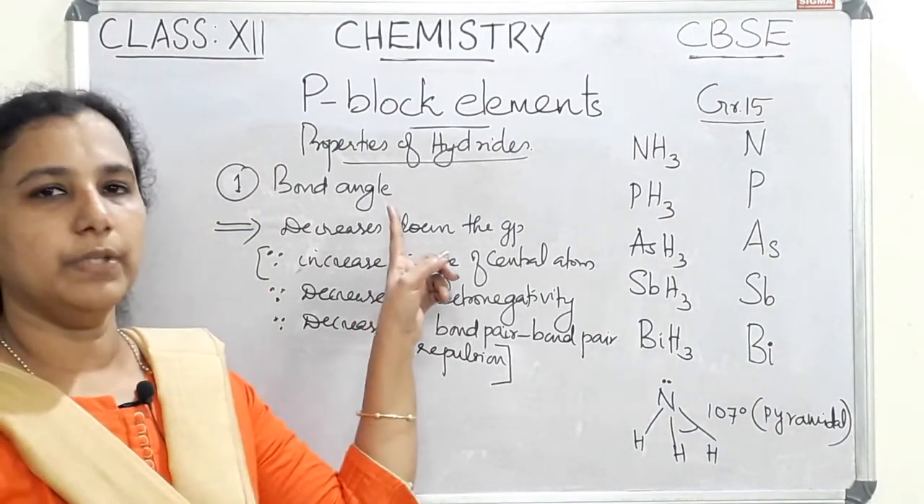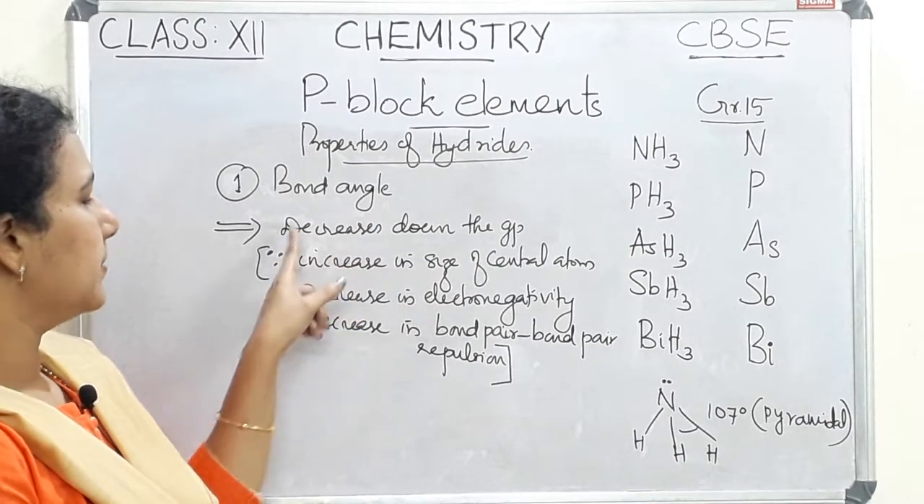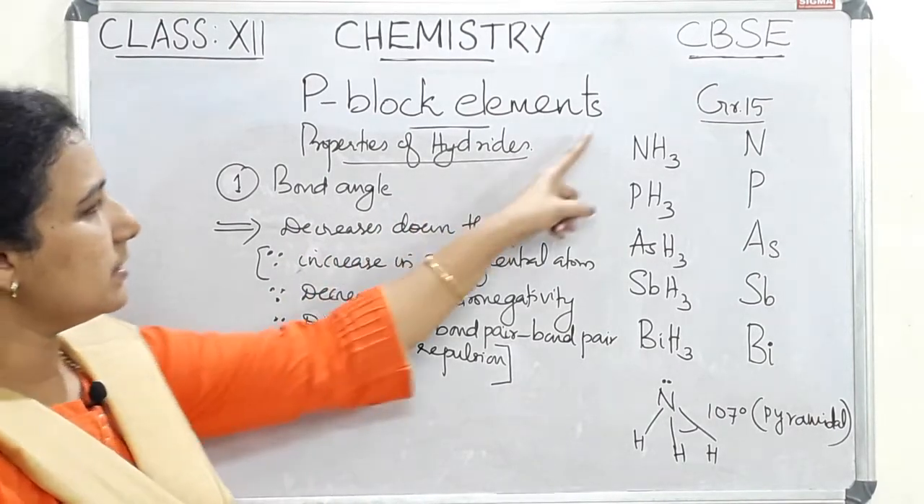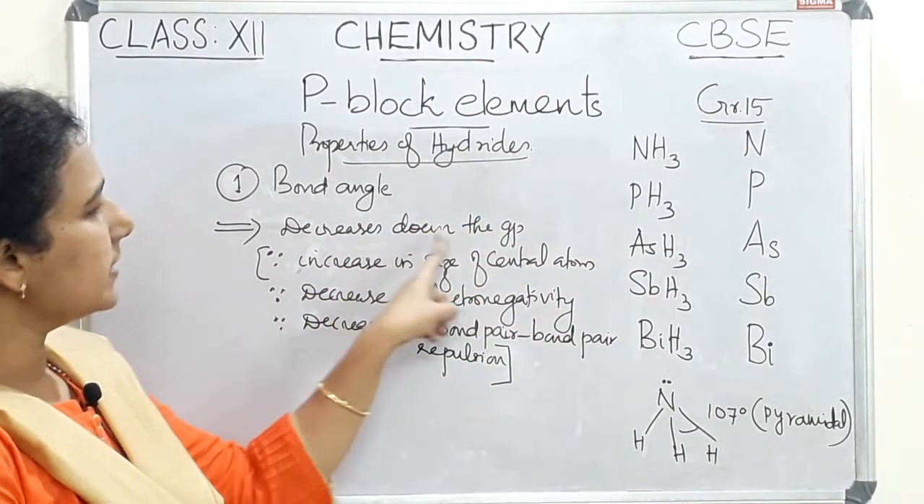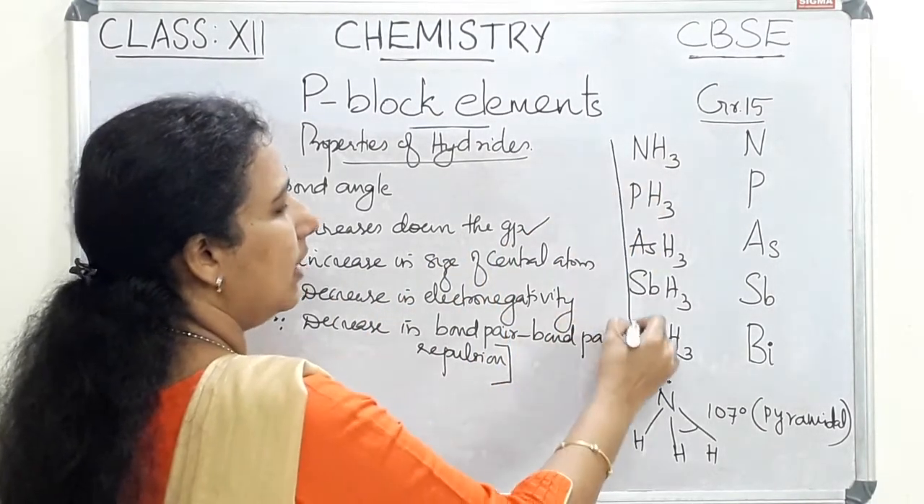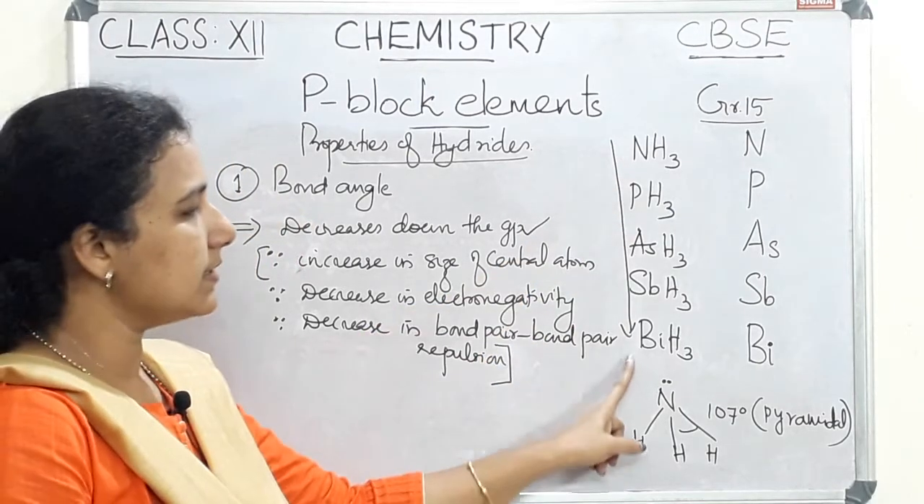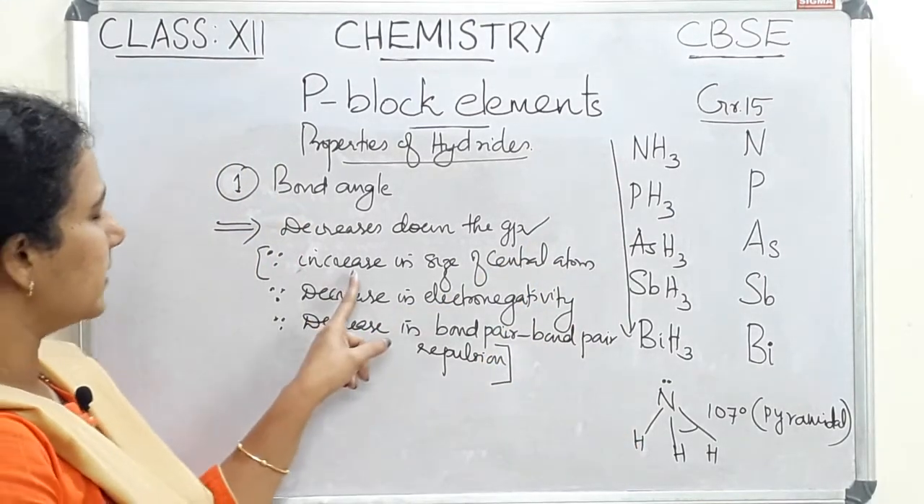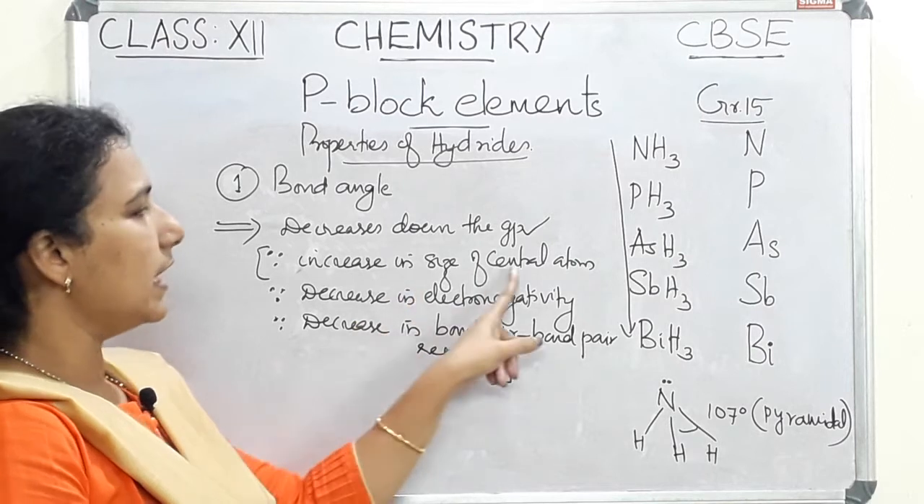So the first property of hydrides is bond angle. The trend in this group is that it decreases down the group. So that is the trend. Bond angle decreases down the group. So what are the reasons? The reasons are the increase in size of the central atom.